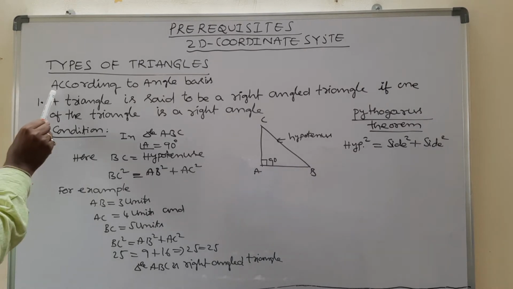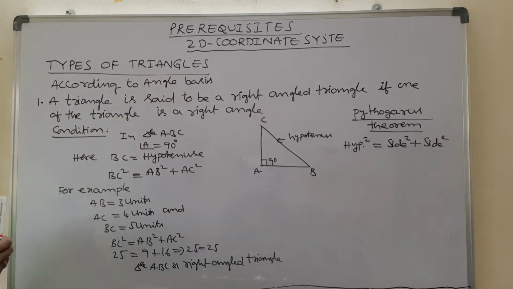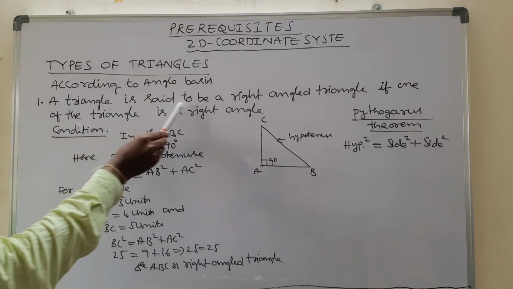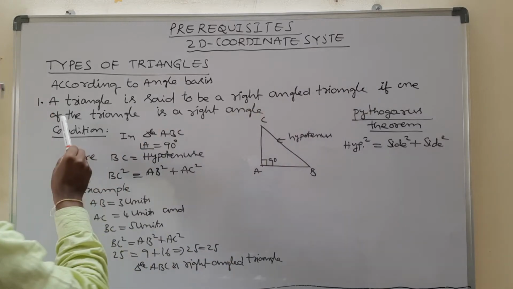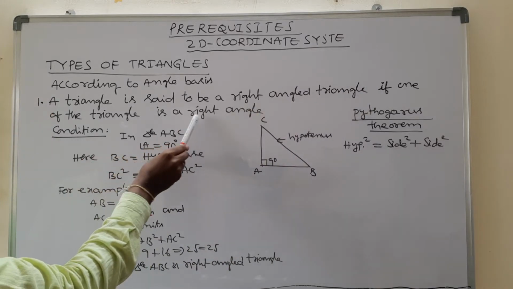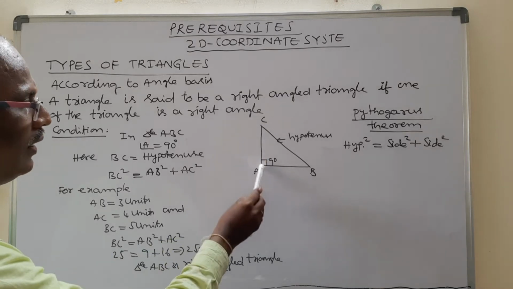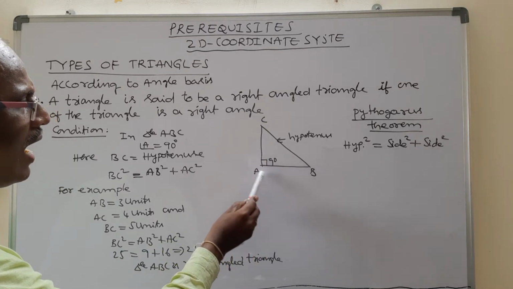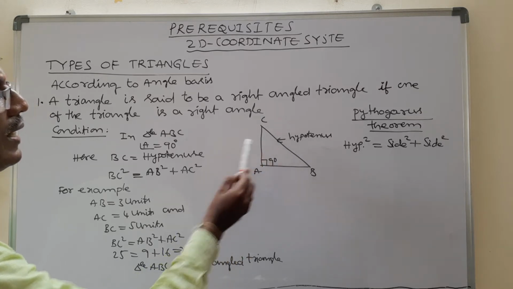Next, we discuss the types of triangles according to angles. There are three types. First, a triangle is said to be a right angled triangle if one of the angles of the triangle is a right angle. Observe that in this triangle, one of the angles is 90 degrees, so the triangle is said to be right angled.